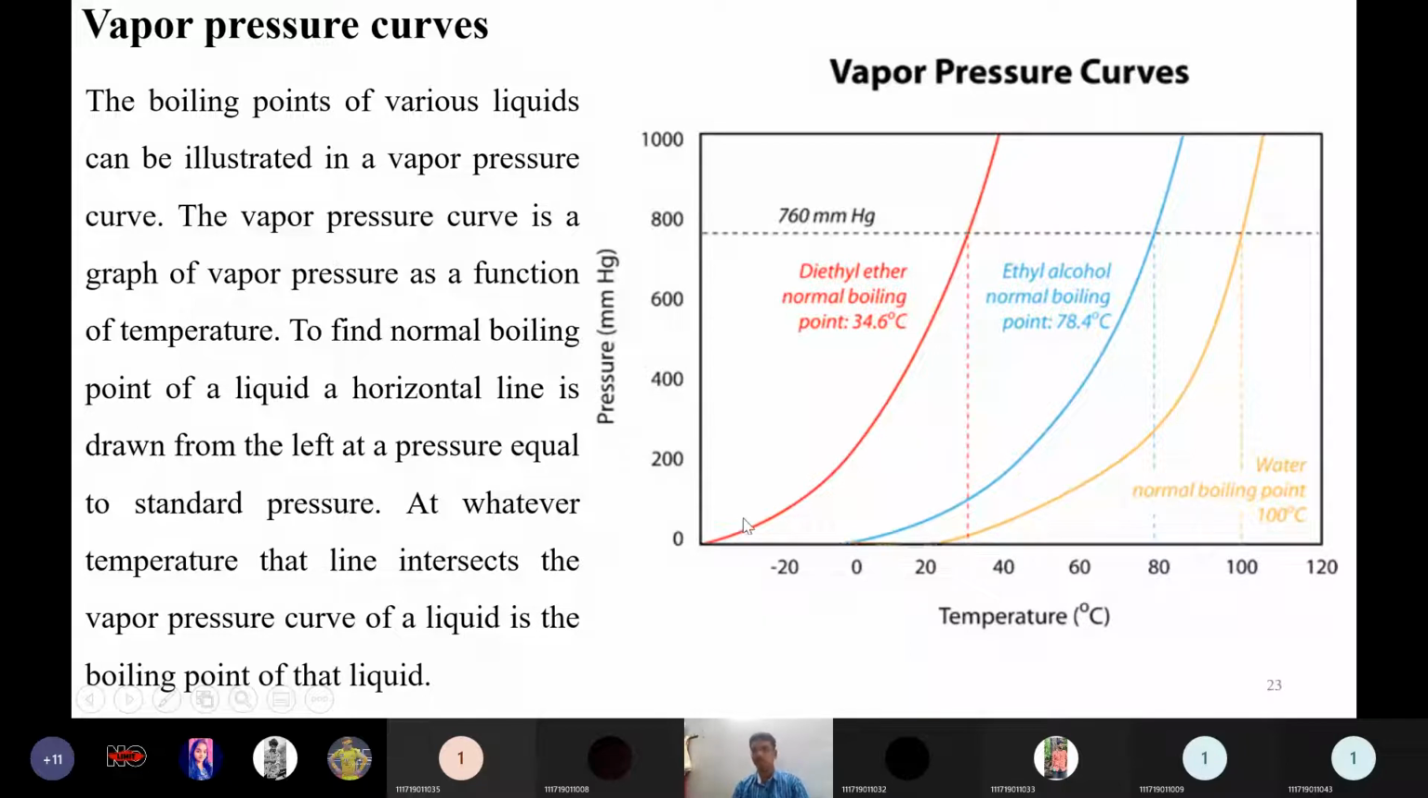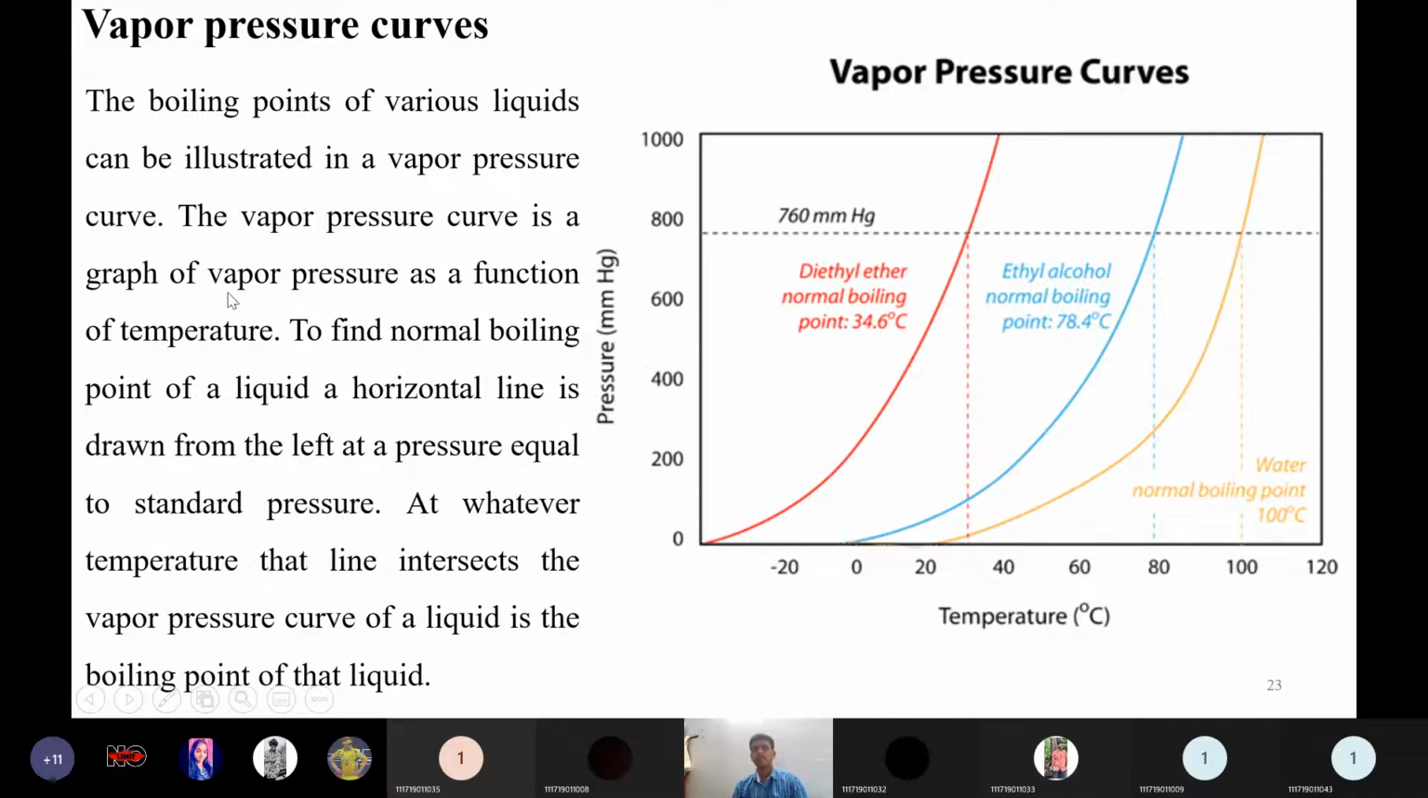So like this, every component, every liquid will have its vapor pressure curve. Using these vapor pressure curves, at what pressure, what its boiling point is, we can easily know. For example, if you increase the pressure, correspondingly its temperature will increase. So the boiling point of water cannot be 100 if you increase or decrease the pressure. This 100 degrees centigrade is valid only at 1 atma or 760 mmHg. Similarly, the boiling points of various liquids can be illustrated in vapor pressure curves.